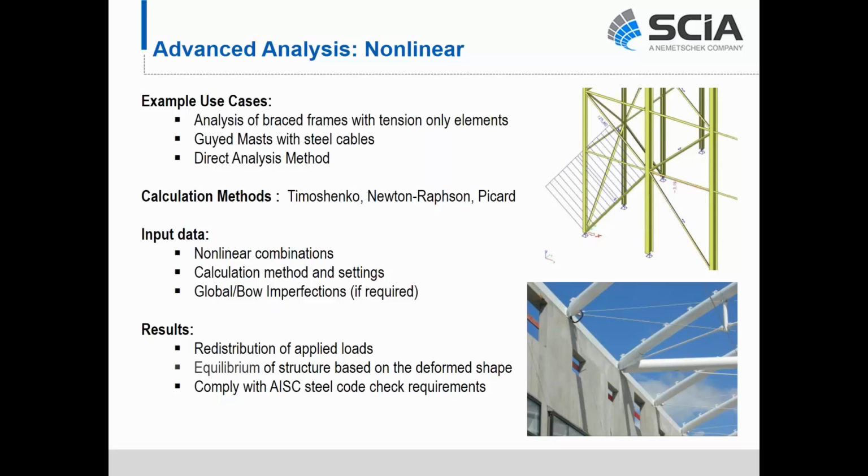And then just some of the requirements. You always need nonlinear combinations, obviously. You need to set the right calculation method. And sometimes if you want to do something like the direct analysis method, you need those local or global imperfections. We can see a redistribution of applied loads from a nonlinear analysis. Obviously, we sometimes get better equilibrium of the structure based on the deformed shape. And then obviously we comply with the AISC steel code checks when we're doing something like the direct analysis method.